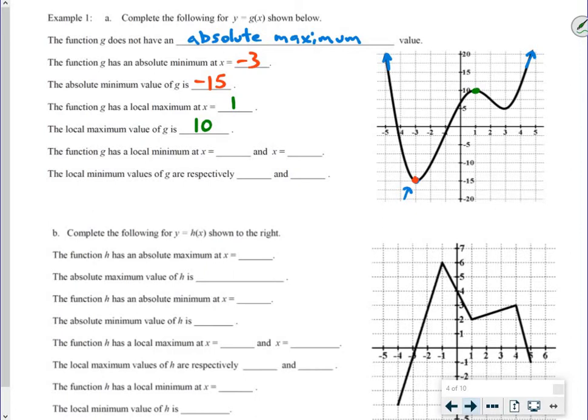Okay. We have local minimum twice, so one here and one there. So when x is -3 and 3, and the corresponding y values are -15 and 5. Okay.